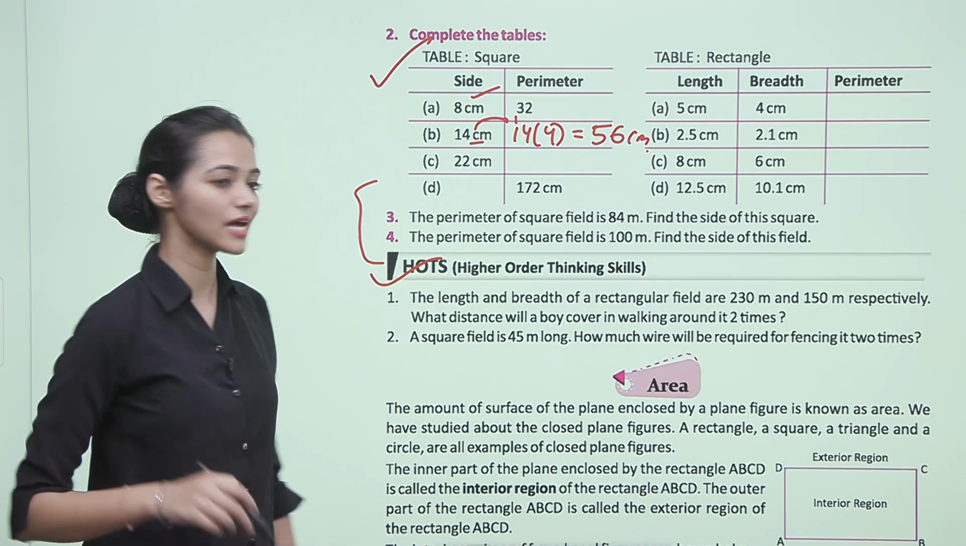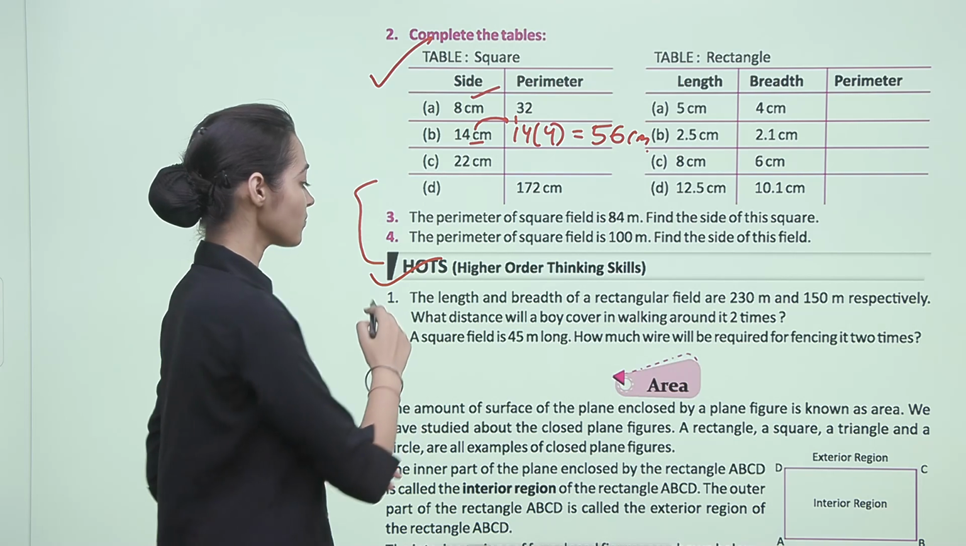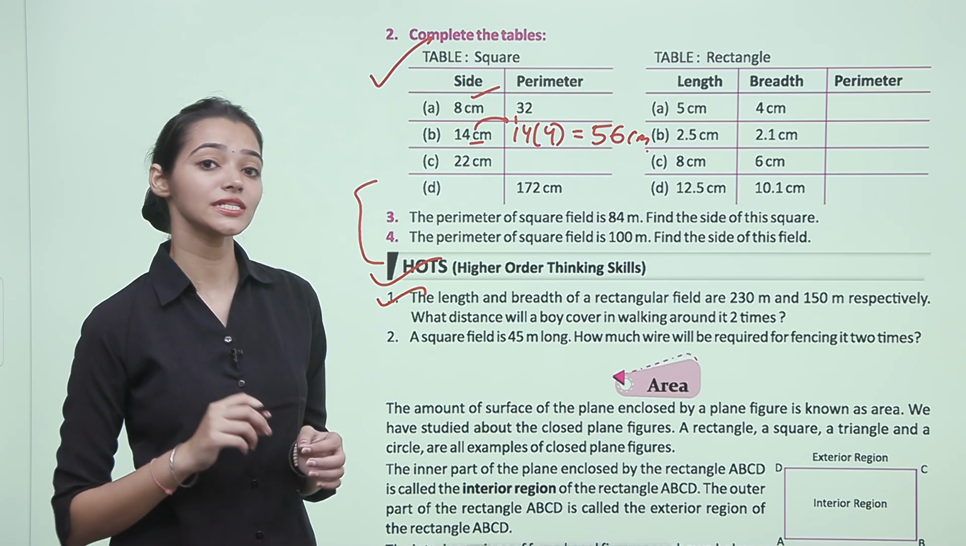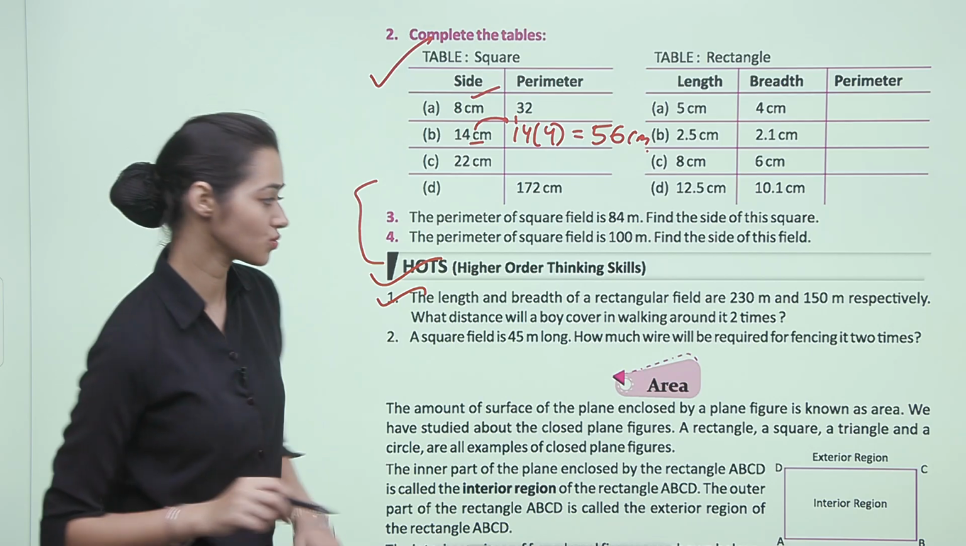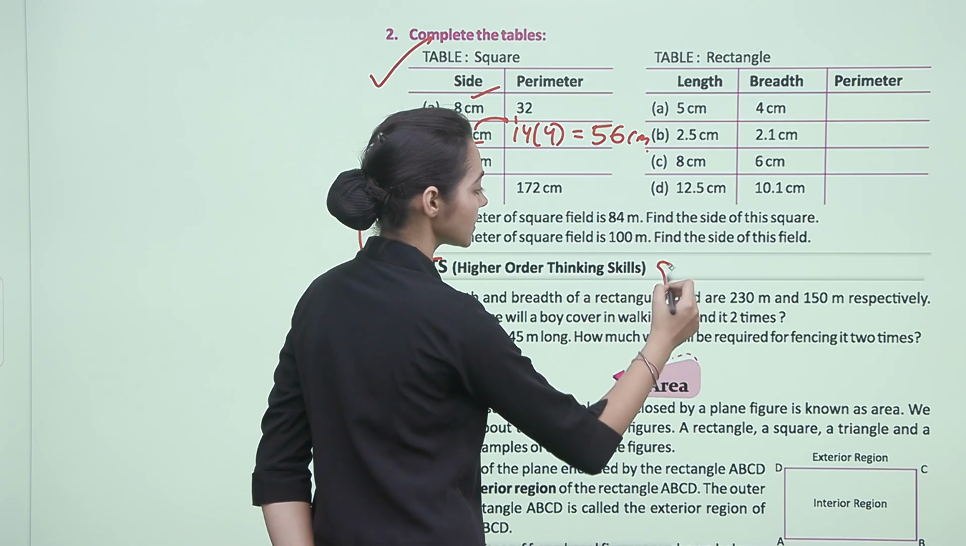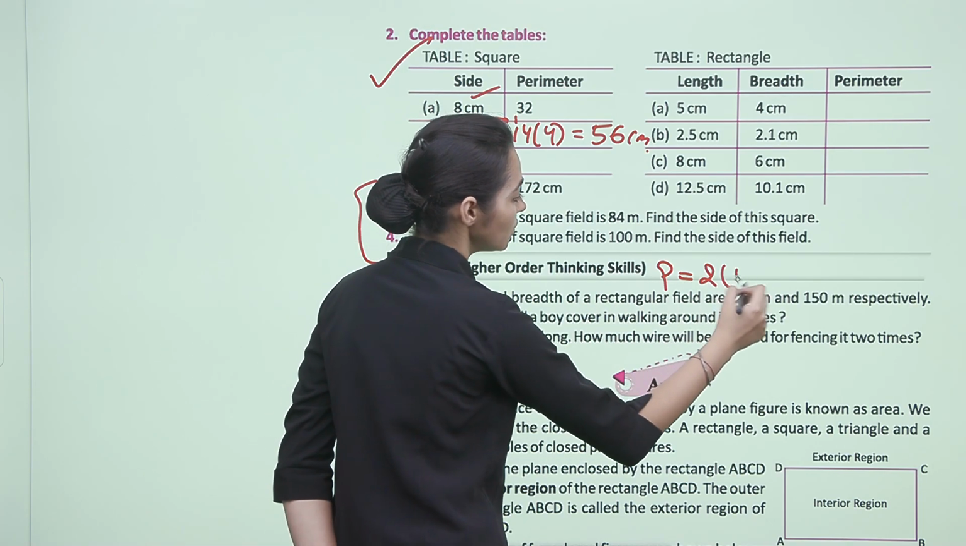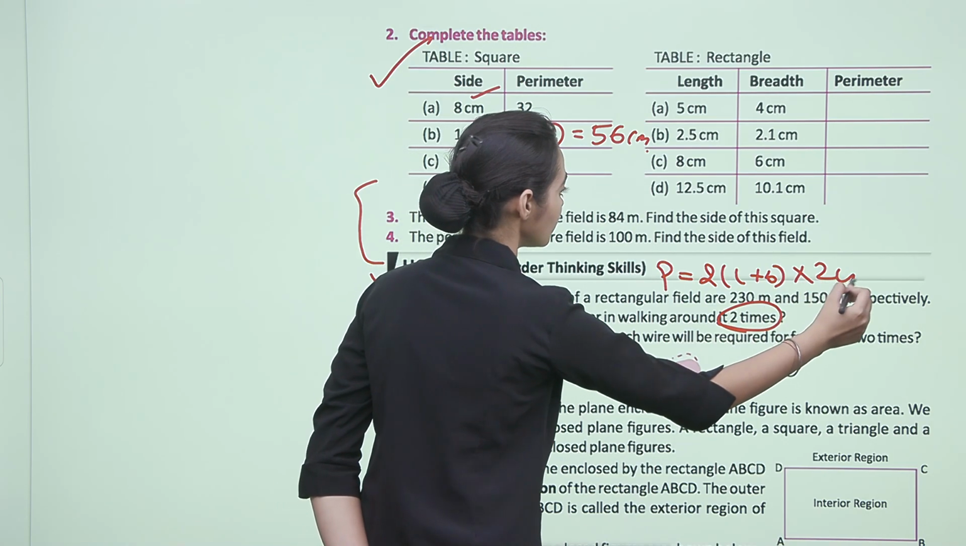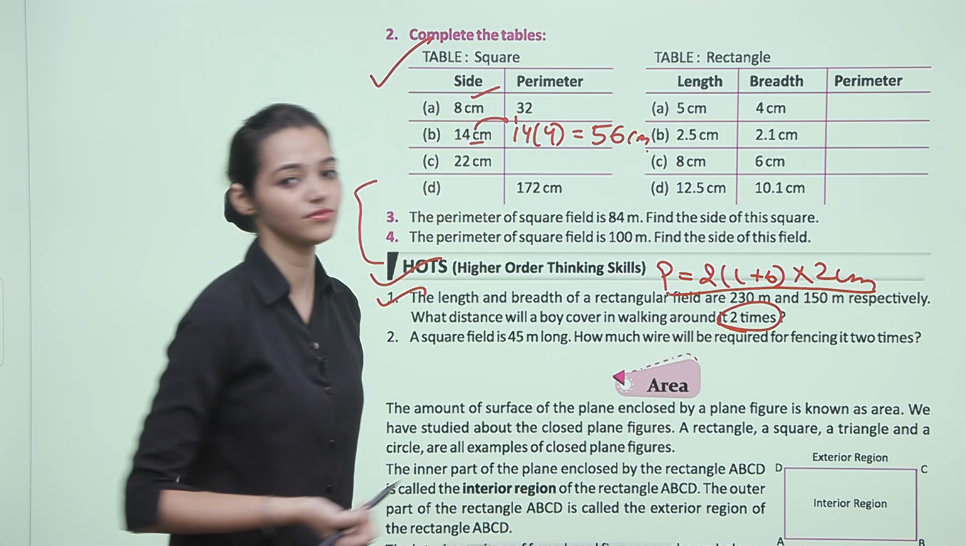Now let's look at the HOTS, higher order thinking skills. In the first part it is given the length and breadth of a rectangular field, and we have to find what distance a boy will cover in walking around it 2 times. That means here we will put the formula, perimeter is equals to 2 into (length plus breadth), and then we will multiply it by 2, and this is our respective answer.